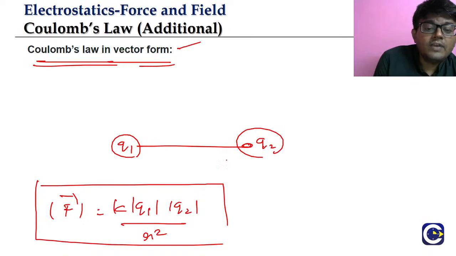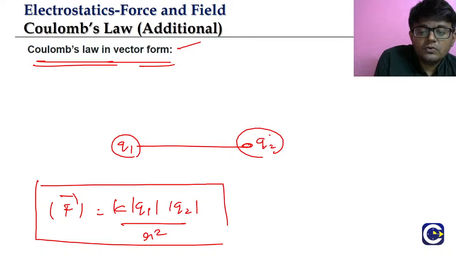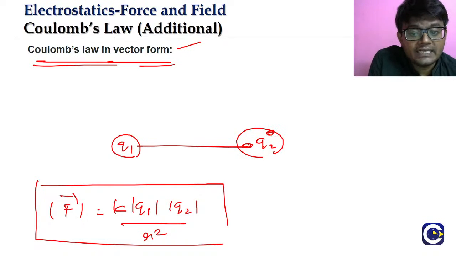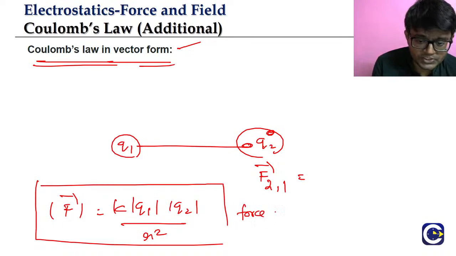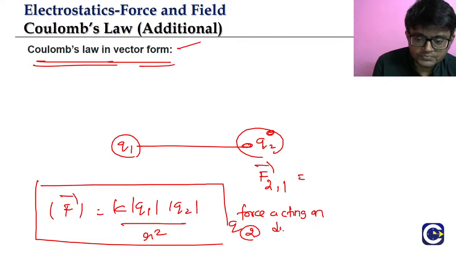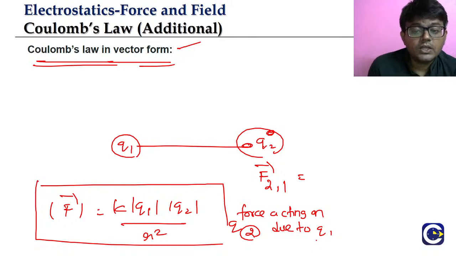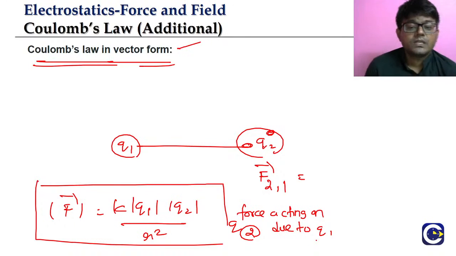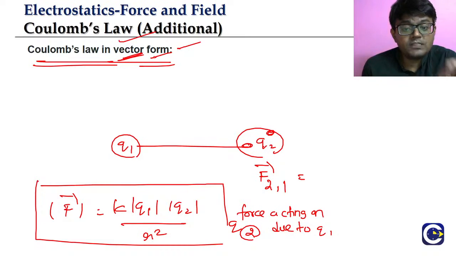Here we are going to give Coulomb's law in the vector form. So look at this, you want to find the force acting on the second charge, because of the first. For that we will write it like this, f bar 2,1. What is this? Force acting on q2 due to q1. So here you have to give Coulomb's law in the vector form. Vector form means we should express the force like a vector.